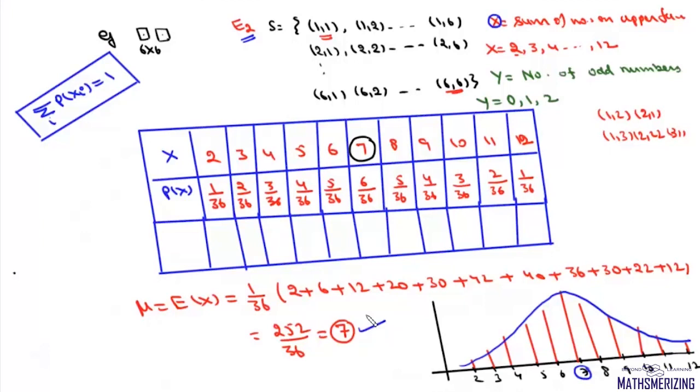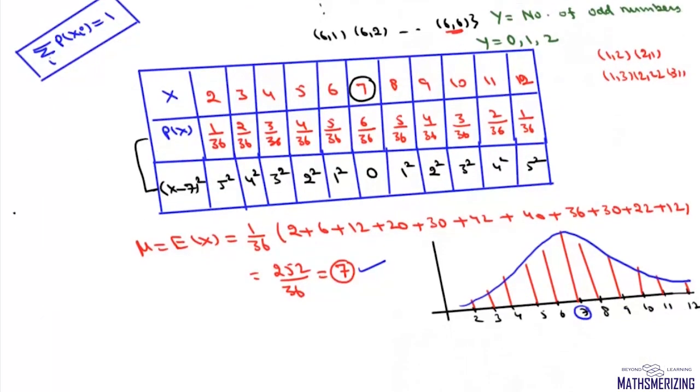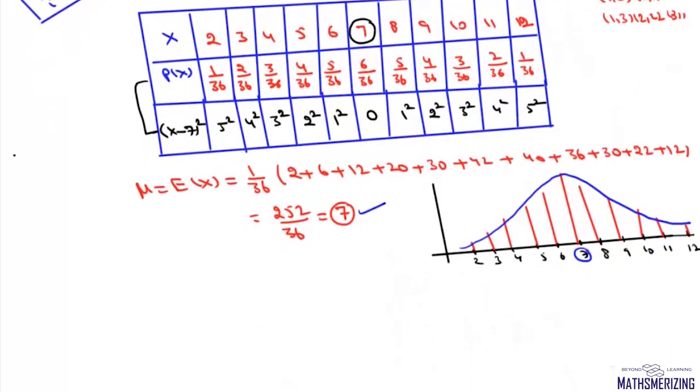Now we'll find its variance. For this one we'll use x minus mu square, and mu in this case is 7. So we'll write x minus 7 square. Now 2 minus 7 is 5. So it will be this 5 square, 4 square, 3 square, 2 square, 1 square, 0, 1 square, 2 square, 3 square, 4 square and 5 square. Now once we have these two, we can directly write variance of this random variable x.